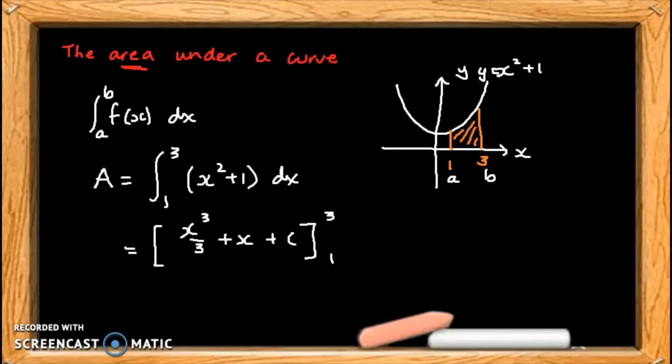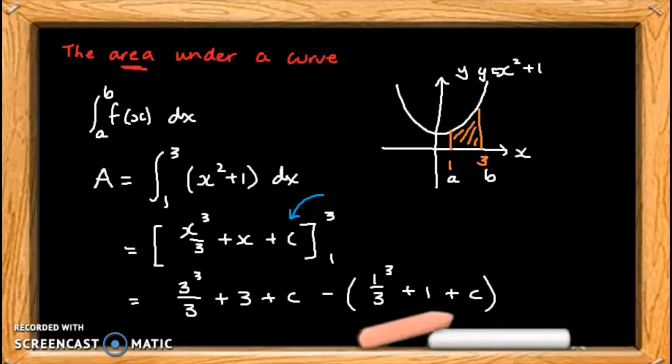But when we do an integration between two terminals, our constant will disappear. And that's because once I expand this expression, these two terminals mean I'll substitute the 3 in the first time and I'll subtract substituting the 1. So for example, what will happen is this 3 up here will take the place of the x: 3 cubed over 3 plus 3 plus c. And then I'll subtract the exact same expression, but with the 1 substituted. So 1 cubed over 3 plus 1 plus c.